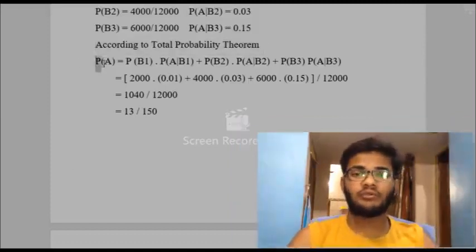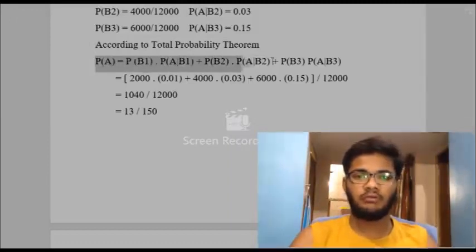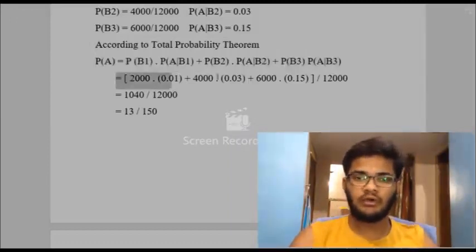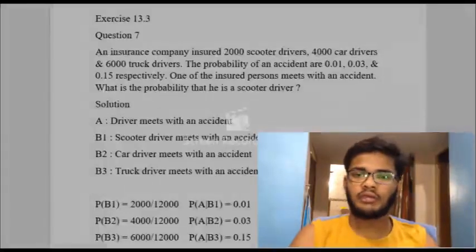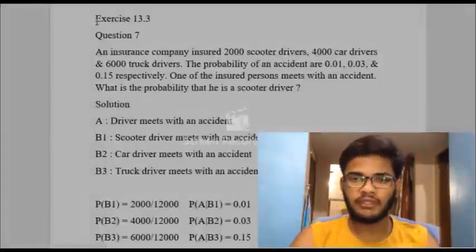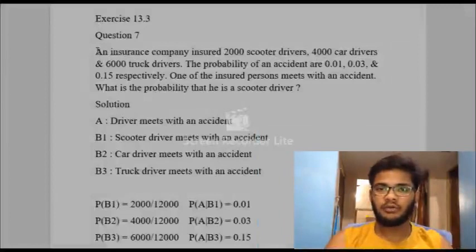According to the total probability theorem, now we put the values into the formula and we get the final answer as 13 by 150. Now friends, you have got an idea about the total probability theorem.